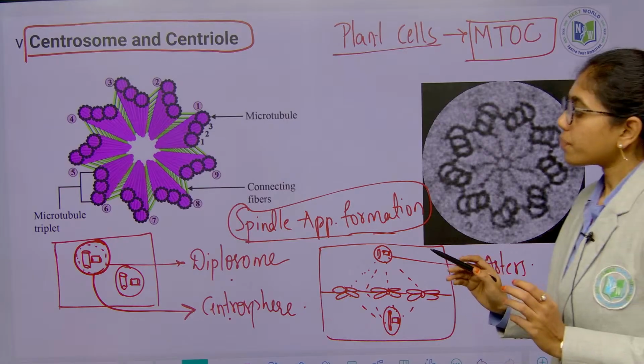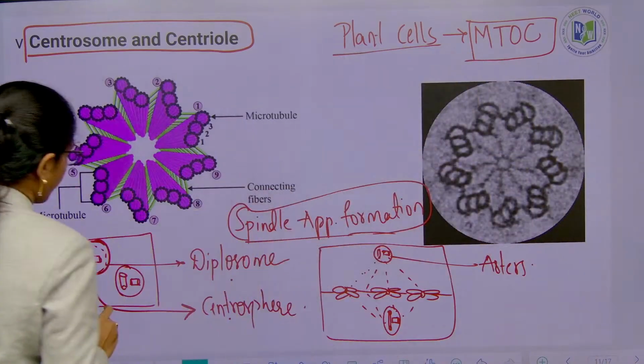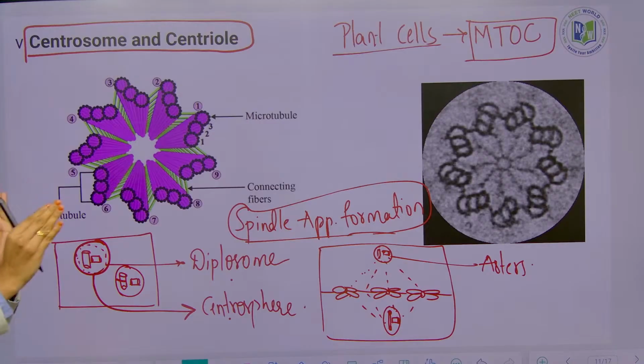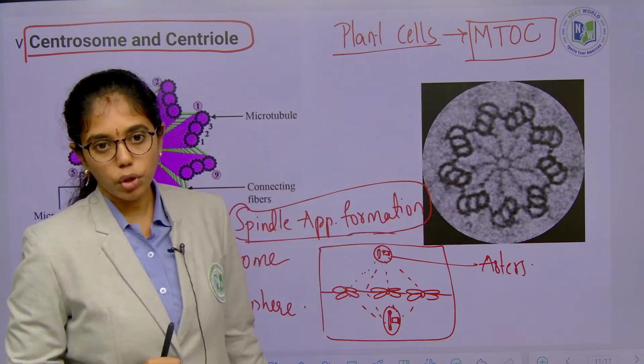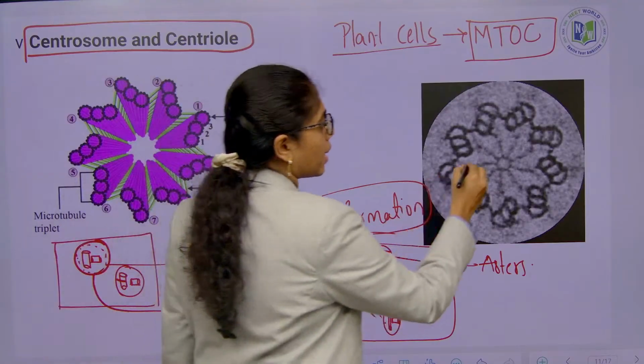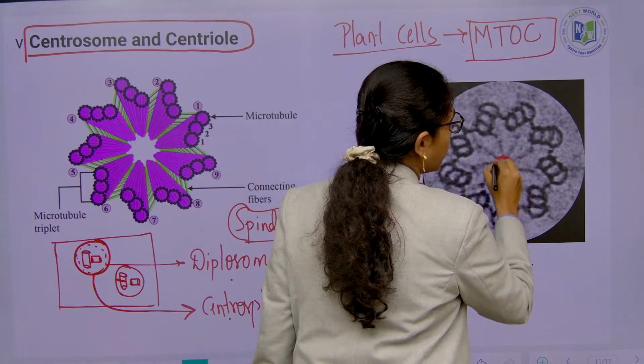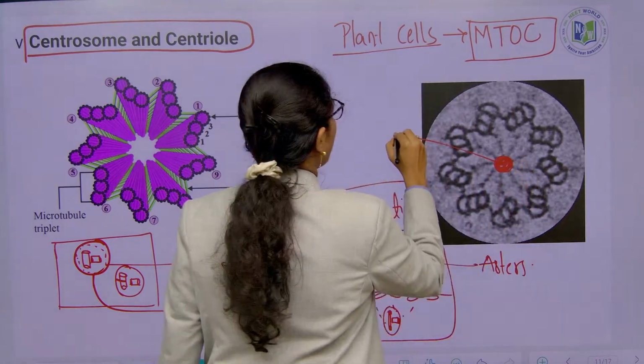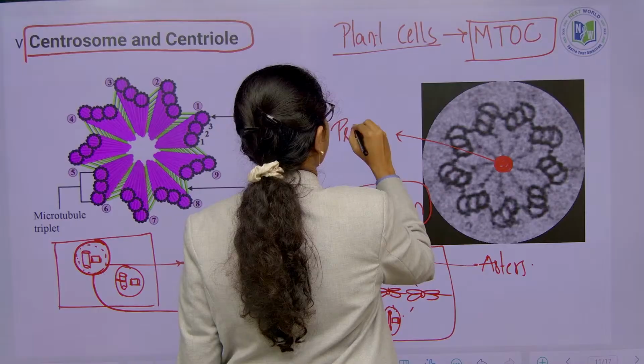Got it? Now, what is this centriole structure? If we take a single centriole, dissect it, and observe it under the microscope, this is the microscopic view. At the center, there is no microtubule. There is what? Proteinaceous hub. We have a proteinaceous hub at the center.